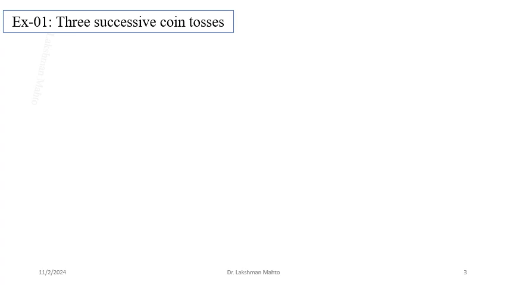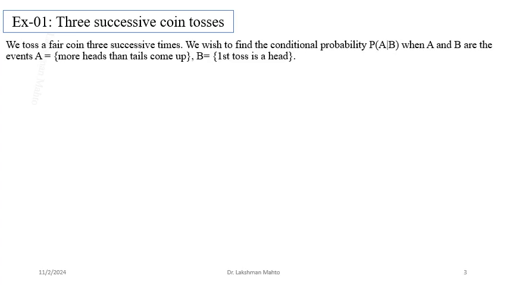So I will take a few examples. Toss three successive coins together. Here we don't bother about computing the sample space. We toss a fair coin three times. We wish to find the probability of A given B, where A and B are defined this way. A is more heads than tails. B is that the first toss is head.